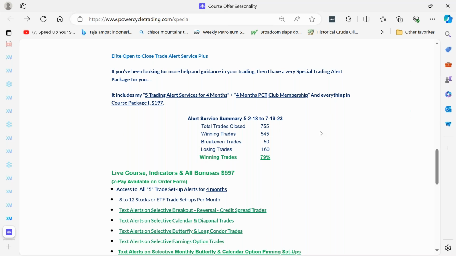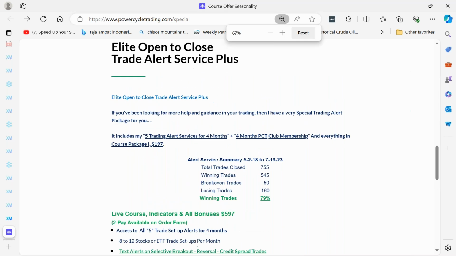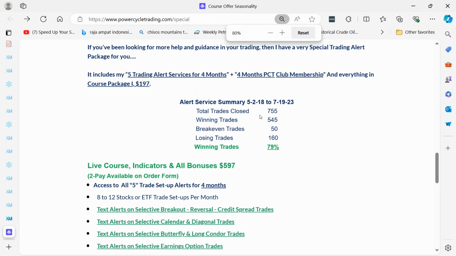So you can see just a summary of all the alerts so far, a combination of all 5 services. I started back in 2018. We're currently running around a 79% win rate. Through yesterday, 755 trades closed out, 545 winners, 50 break even, 160 losers. Now these are unaudited, but this is a summary of all these trades of the different alert services that I will send out.